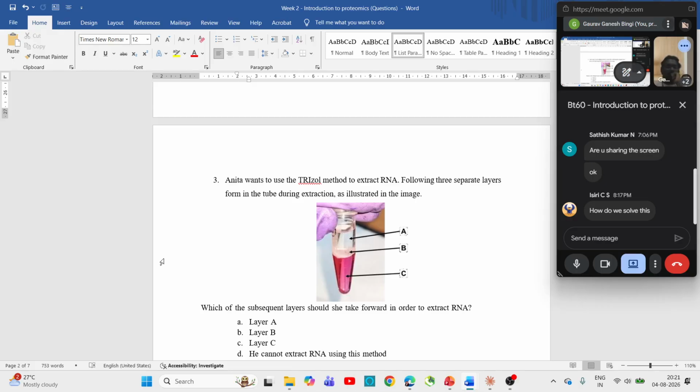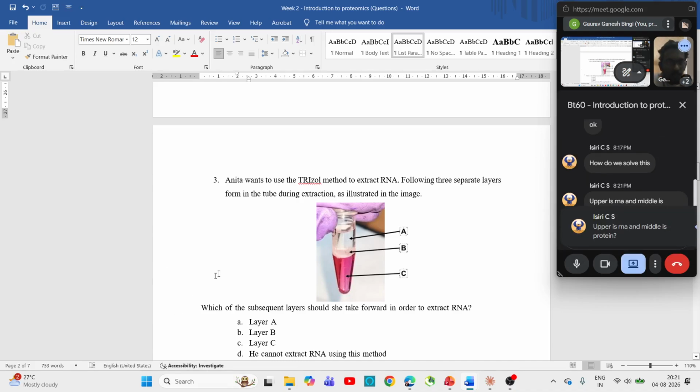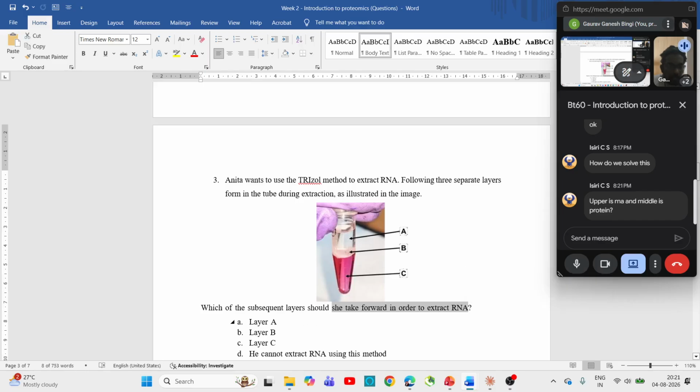Yes, upper is RNA and middle is protein. Upper is RNA, yes. So which layer should she take for extracting RNA? It's obviously layer A.